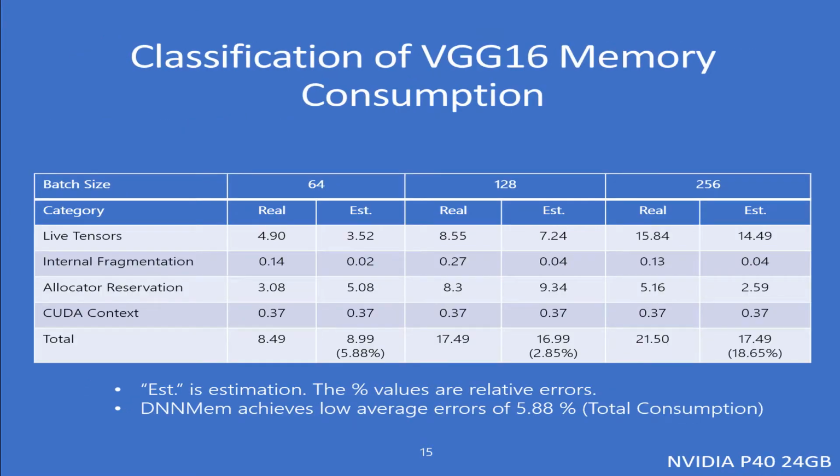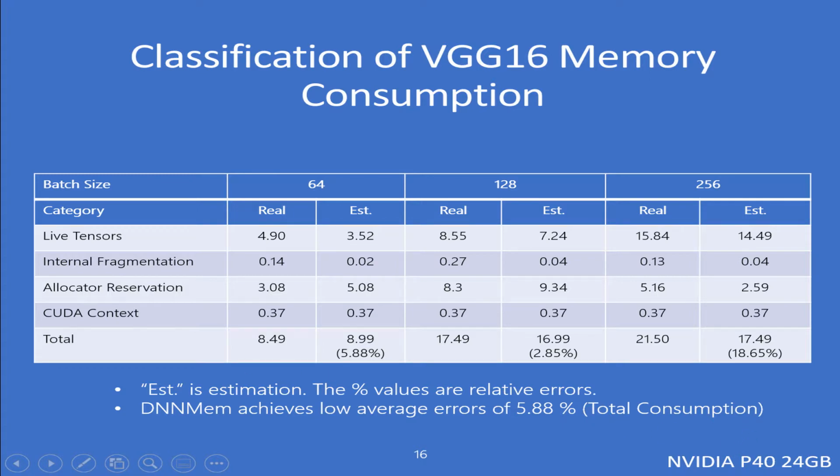An advantage of the analytic approach is interpretability: DNNMem can present memory usage details, which will greatly help developers tune model configurations and framework runtime parameters. This table demonstrates how GPU memory is consumed by different categories of tensors and the TensorFlow runtime when training the VGG16 model. EST is estimation. The percent values are relative errors.